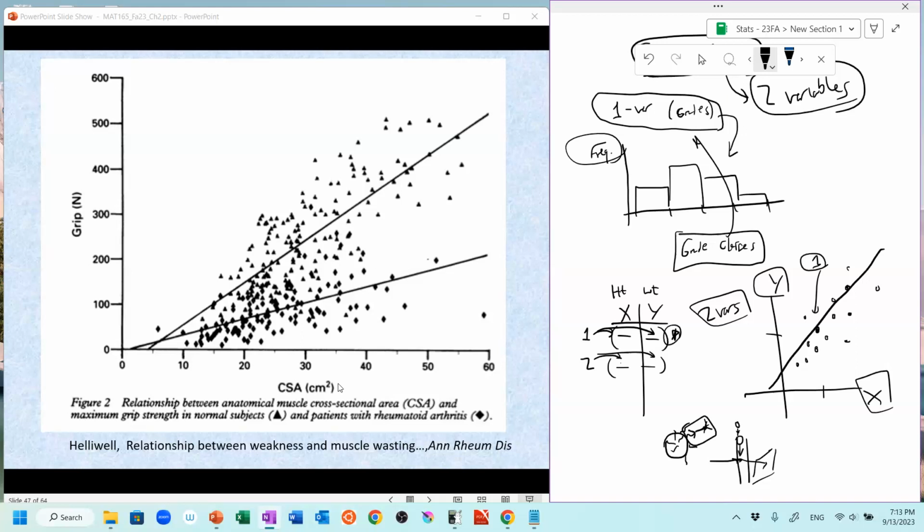And we can see that as cross-sectional area increases, strength increases, as we'd expect. But the RA folks are modeled by this bottom line, where the normal folks, the non-RA folks, are represented by the top line. So we can see that for each additional square centimeter of muscle mass, the non-RA folks get a much bigger benefit to strength than the folks with RA. So having RA is going to be a pretty significant thing for these folks to deal with. That's going to severely impact their strength and their ability to maintain independence.